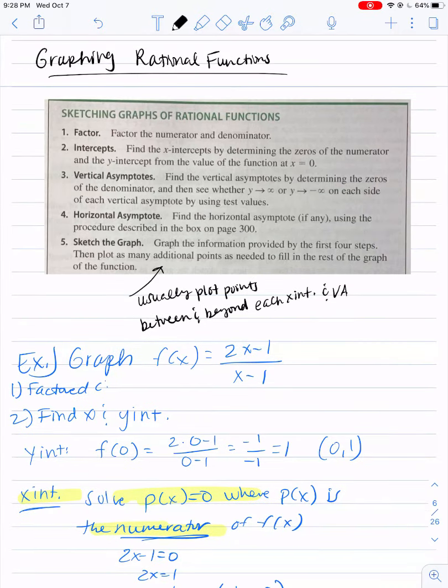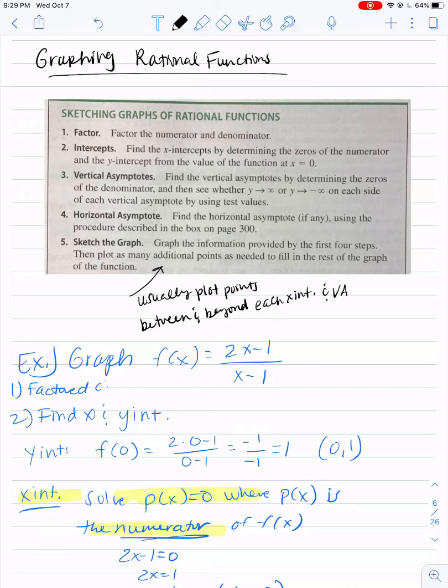Okay, so here are some steps on sketching the graphs of rational functions. Our first step is to factor the numerator and denominator. The second step is to find our intercepts, our x and y intercepts. So the x-intercepts are found by determining the zeros of the numerator, and the y-intercept is from the value of the function at x equals 0. I'll show you in the example how to do that.